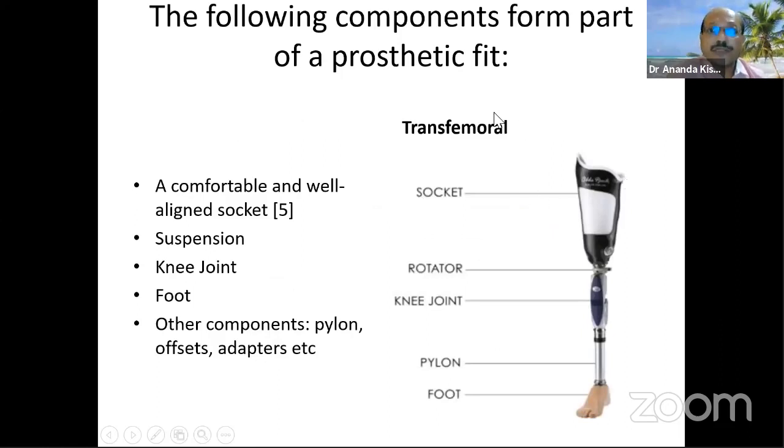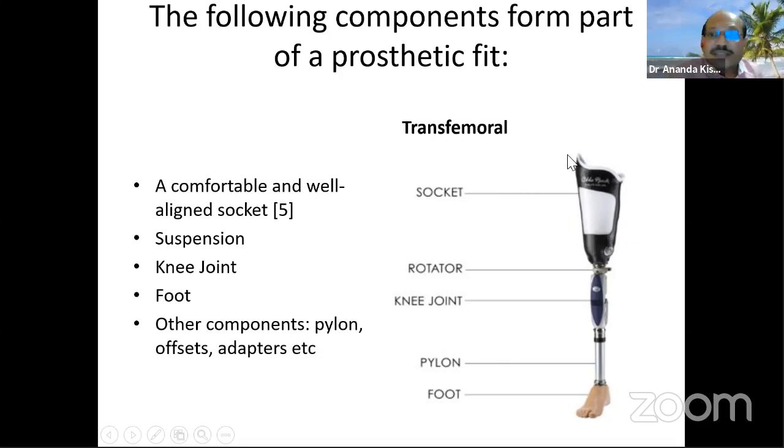Now, what are the components? You can see transfemoral. It's a comfortable, well-aligned socket. You can see here, we have to identify, this is for the right side. Why? How do you know this? The anterior and the lateral edges of the socket should be at least 5 centimeters higher than the posterior edge, because of its stability.